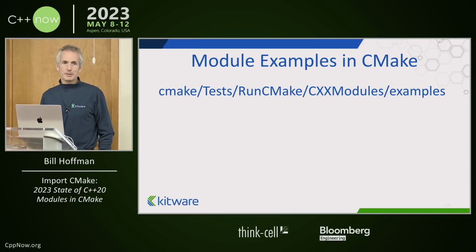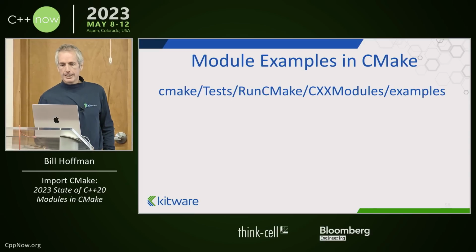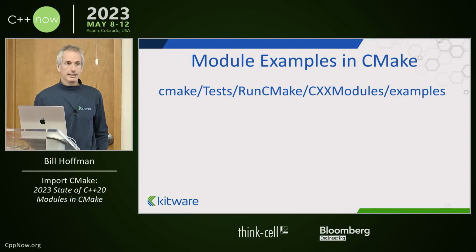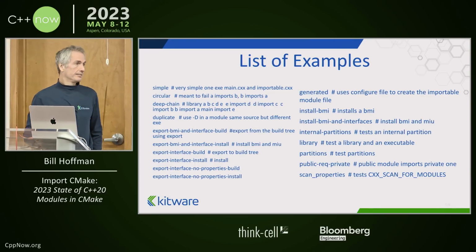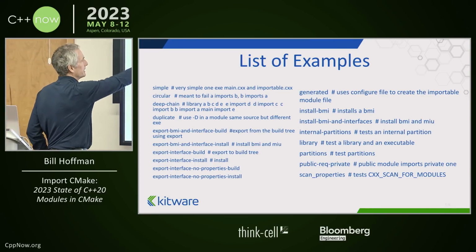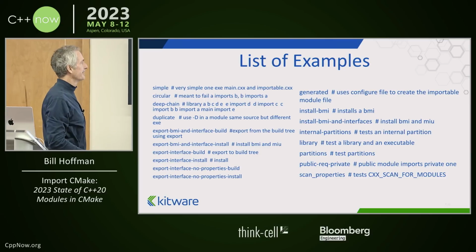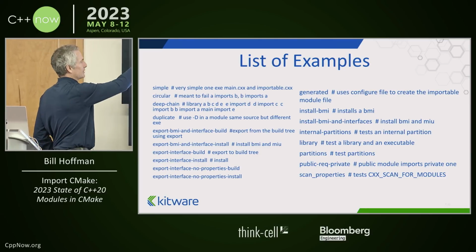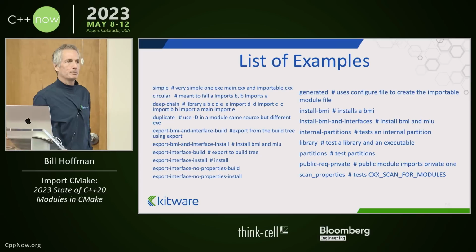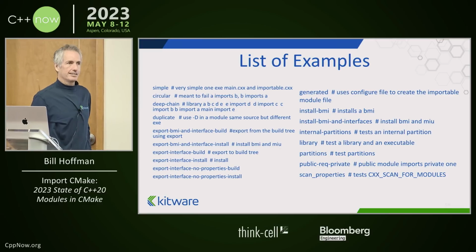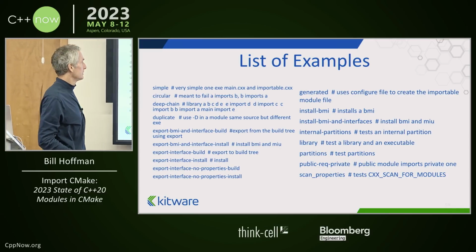And then the next place I would say is to look at the module examples underneath there. So in addition to the unit test, under CXX modules, there's an examples tree. And inside there's this list of examples. So there's a simple one, just a very simple main and an importable. There's a circular one. This is meant to fail. It's got something A imports B and B imports A. And this causes an error and gets detected when you try to run the build.